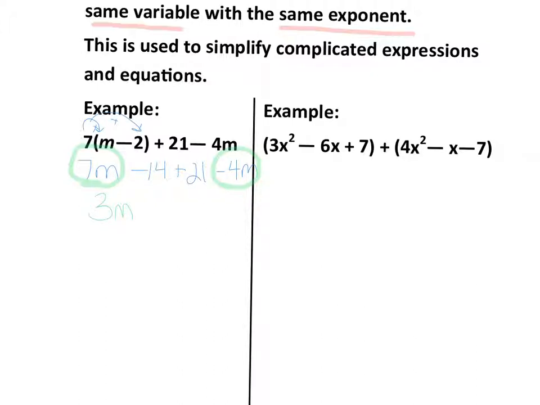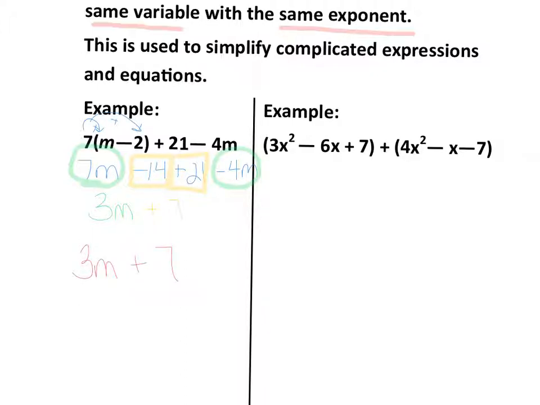Now, I'm using colors to help differentiate these. You're more than welcome to use colors as well, or you can use different shapes. So now let's take a look at what else we can combine. We have this minus 14 plus 21. And you haven't learned how to do integers yet with the negative, so I'll help you out. Negative 14 plus 21 is going to end up being a positive 7, so we have plus 7. Therefore, the final answer is 3m plus 7.